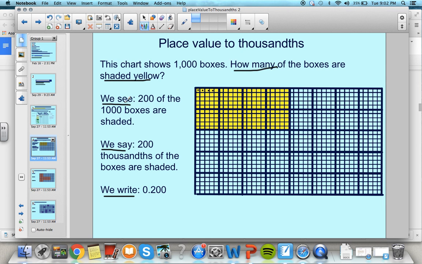We see 200 of the boxes are shaded. Since they're grouped, we could go ahead and make an array and find the multiplication answers to get this number 200 a lot quicker than counting. We see 200 of the 1,000 boxes are shaded yellow. So we say 200 thousandths of the boxes are shaded.